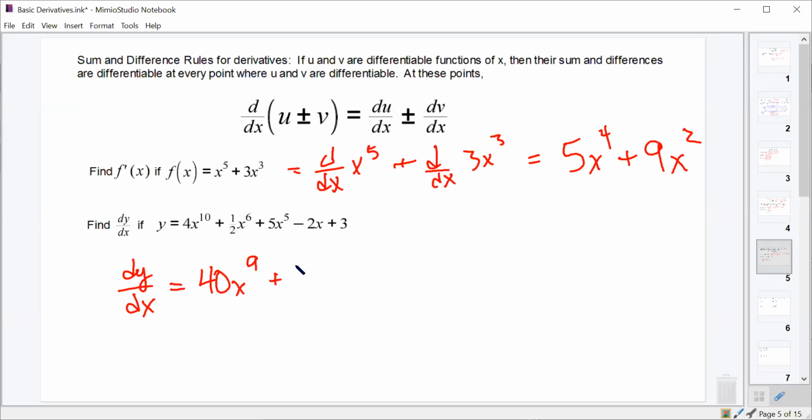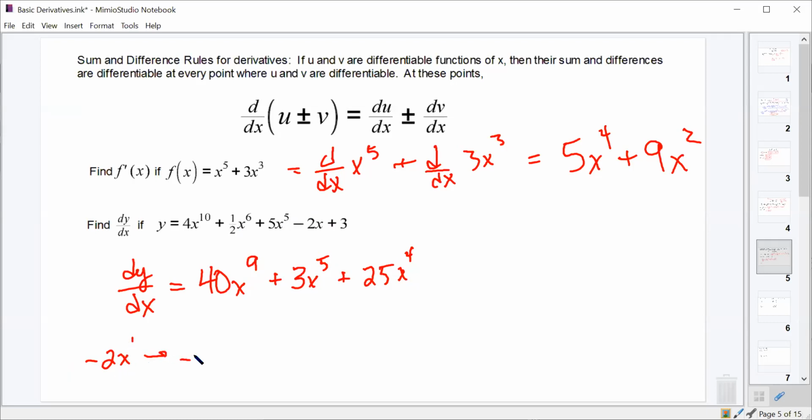3x to the 5th. Okay. And what about 5x to the 5th should become what? 25x to the 4th. 25x to the 4th. And then what about minus 2x? That's just -2. Right, just -2. We have minus 2x to the first power.